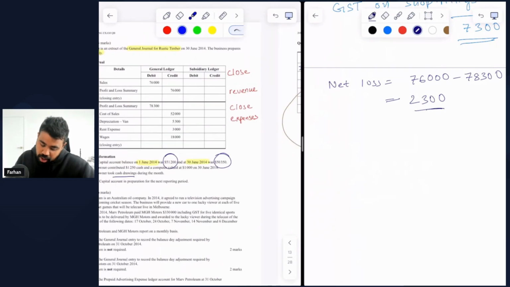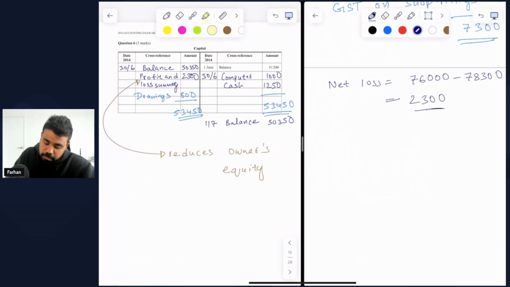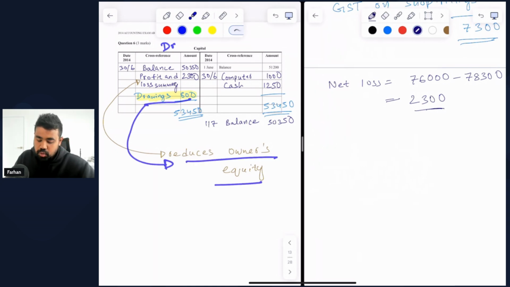Now, the third additional information says the owner took cash drawings during the month, and they didn't really mention how much it is, which is what we have to calculate ourselves. All right. So the reason drawings is on the debit side of the capital account is because drawings also reflects a reduction in owner's equity, which also means less reinvestment available for the next reporting period.